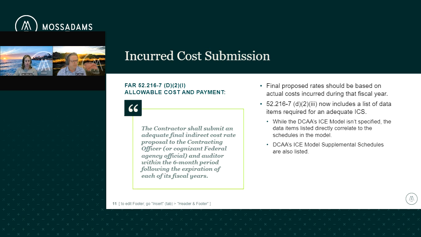It's really important to note that Section 52.216-7(d)(2) now specifies the data items required for an adequate ICS. So while the DCAA's ICE model isn't explicitly mandated, the listed data items align closely with the schedules used in the ICE model. Additionally, there are supplemental schedules from the DCAA that are also part of the submission. So really understanding the requirements of 52.216-7 is crucial to ensure your ICE submissions are both complete and compliant, reducing the risk of delays or rejections during the audit process.